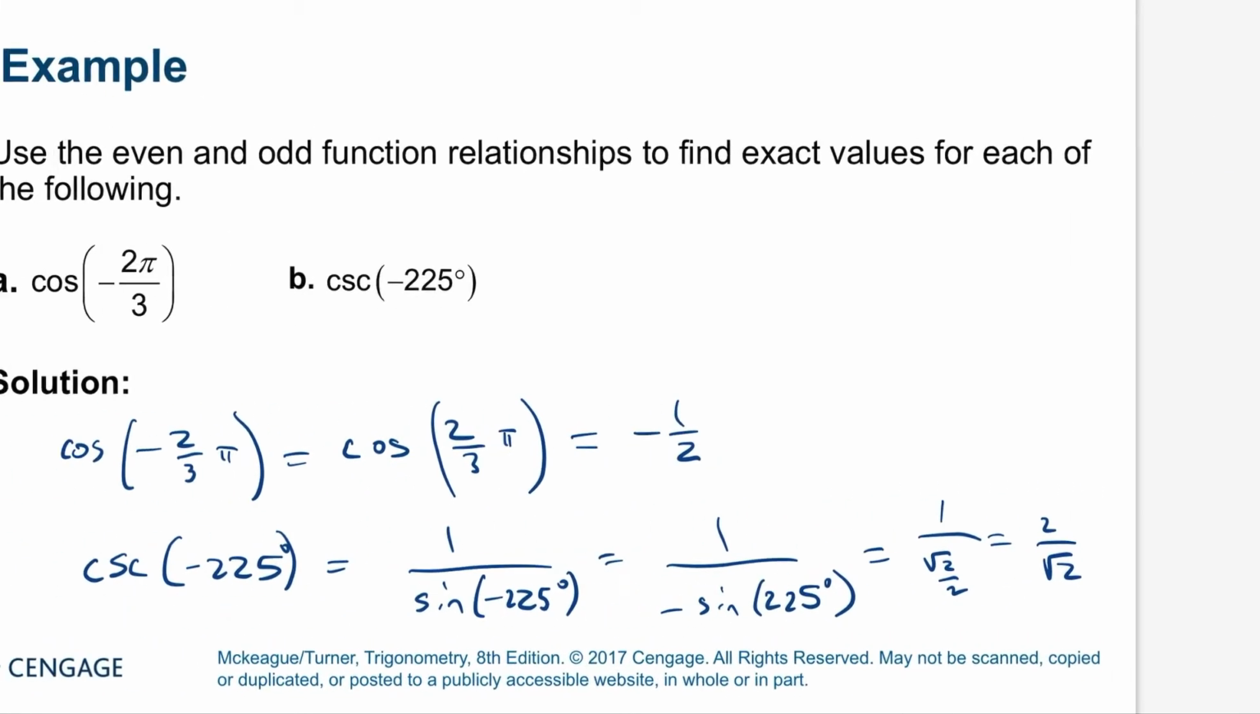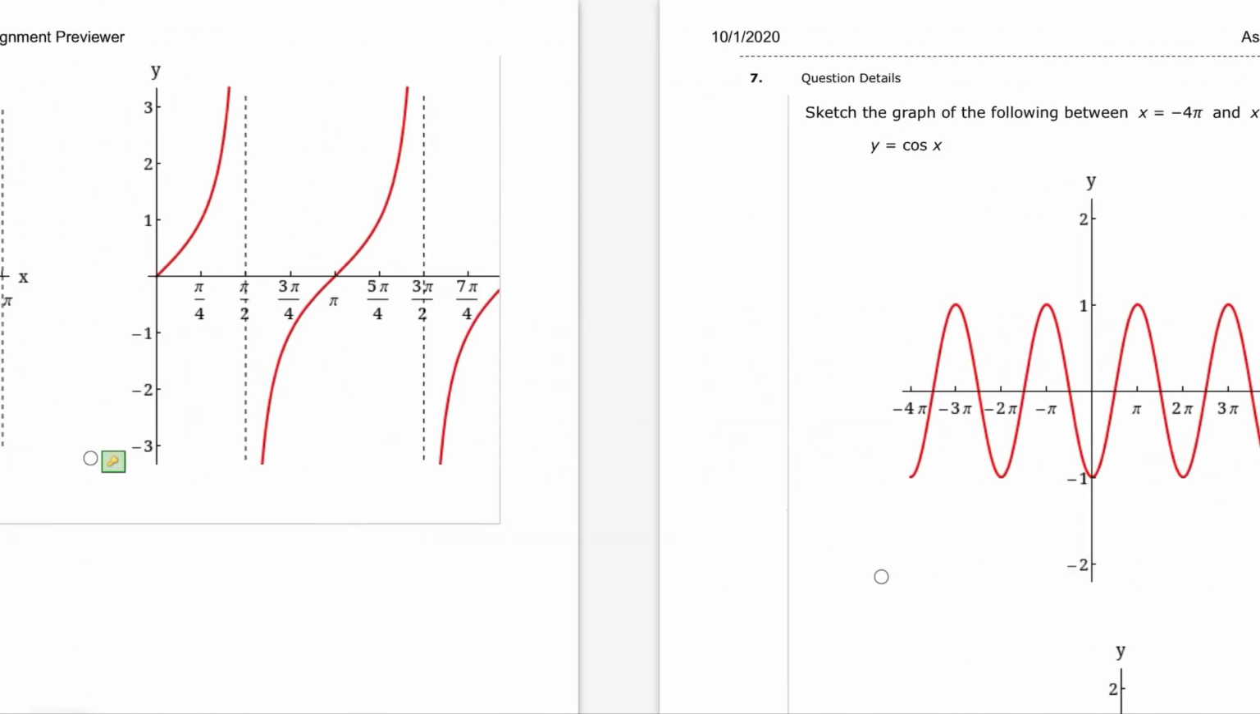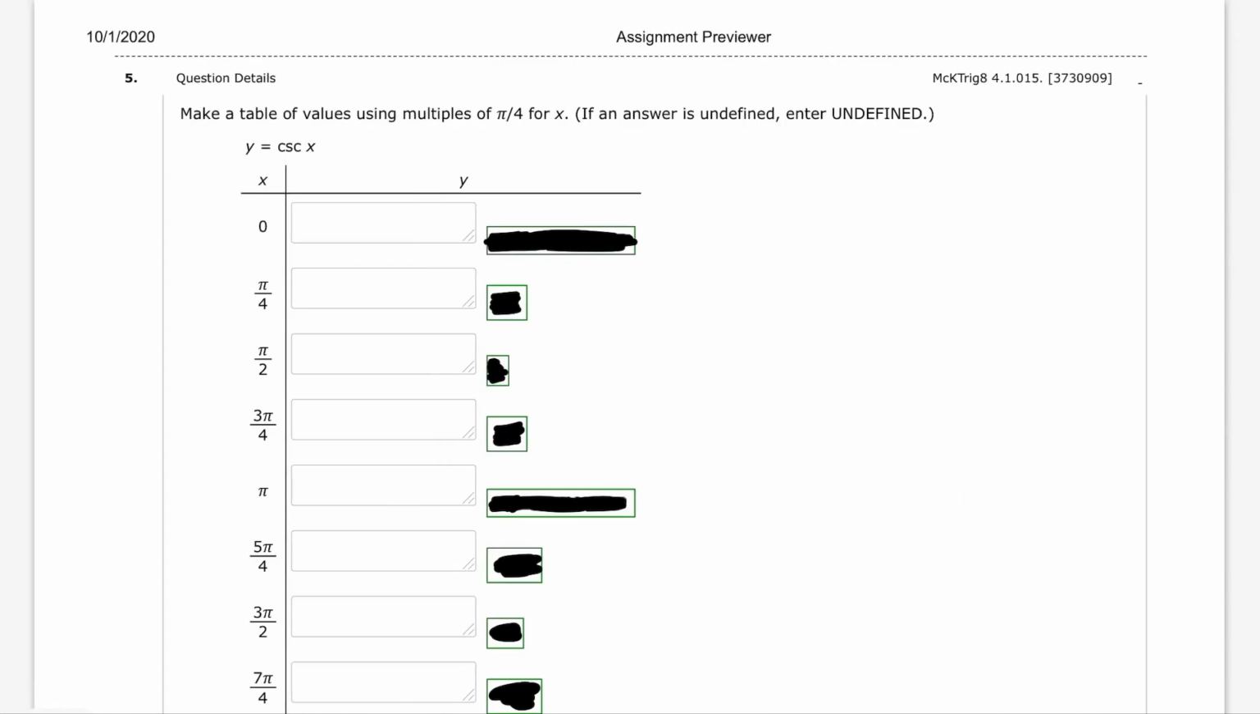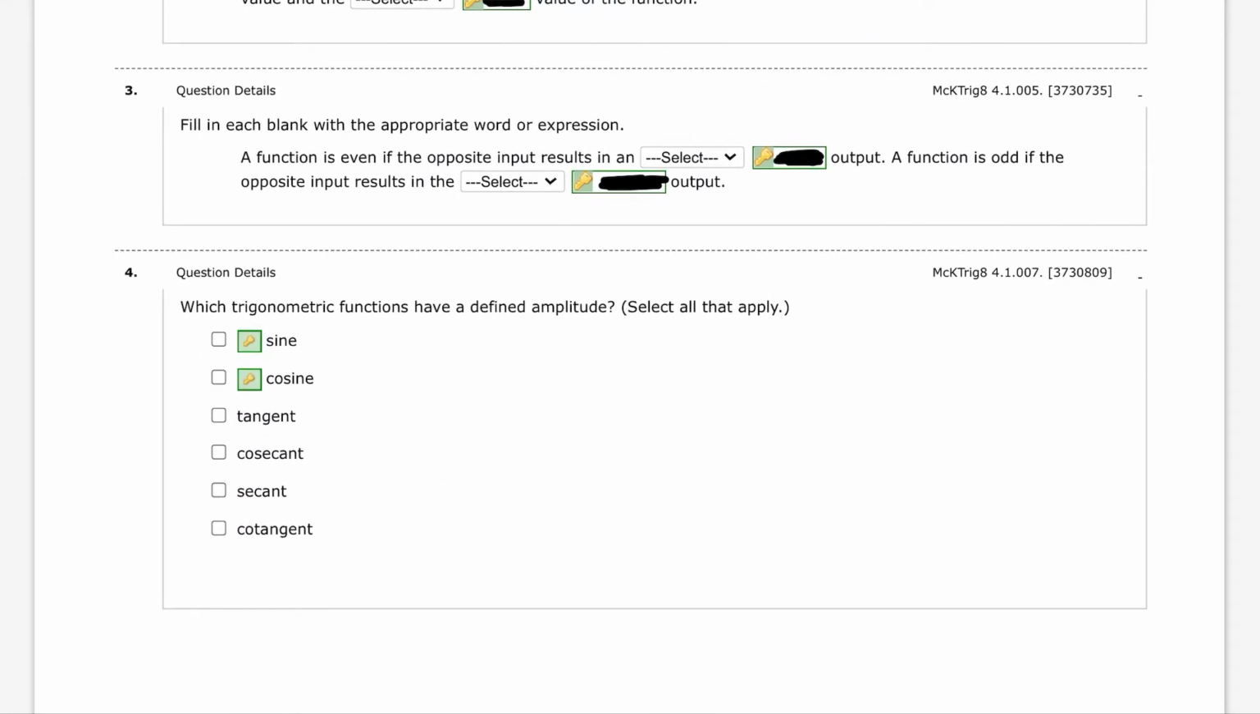That does it. Now let's go ahead and move over to the homework. So let's look at the first problem here. These are fill in the blanks. Let's go to number 4. It says, which trigonometric functions have a defined amplitude?